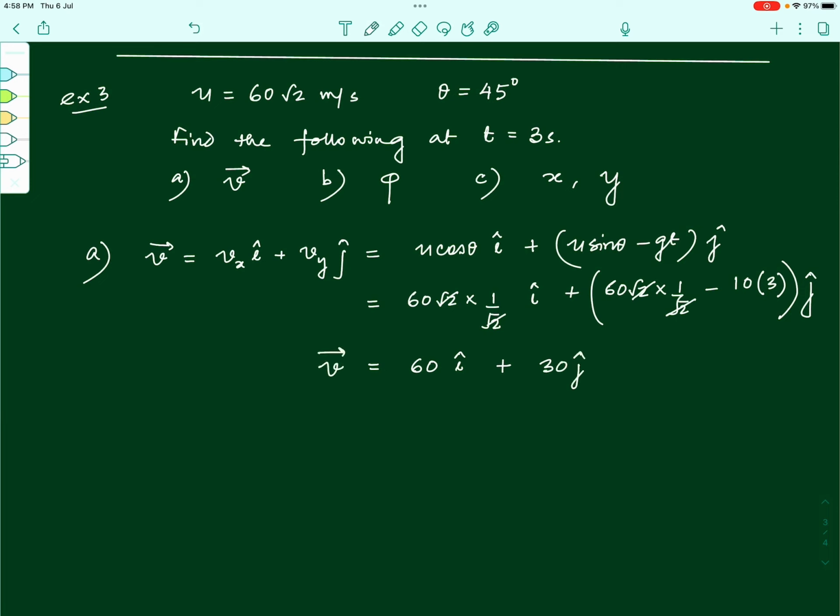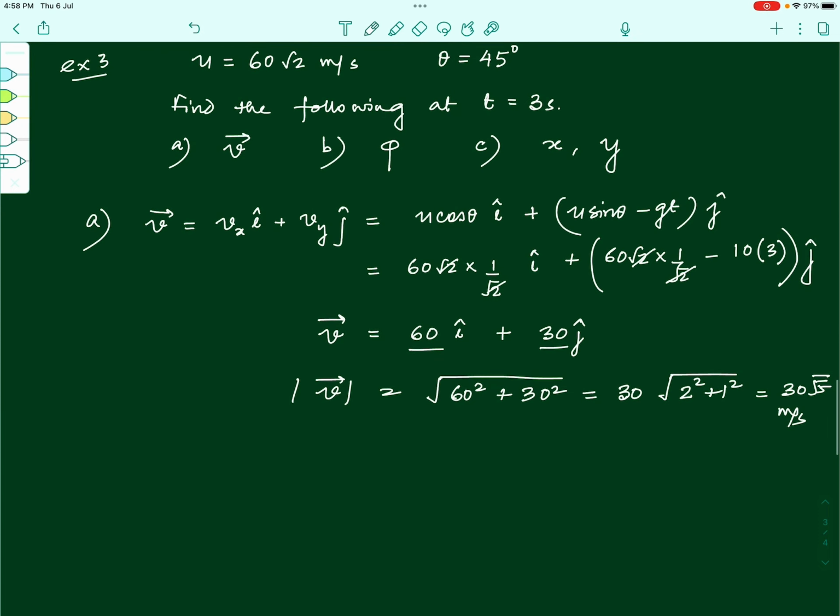Now, we see clearly here that 60 is the velocity component along the x direction and 30 is the velocity component along the y direction. From here now, if we want, we can find out the magnitude of this velocity also. What will be the magnitude? It will be root of 60 squared plus 30 squared, which if you take 30 outside of the square root, you will get 2 squared plus 1 squared, which will be root 5. So, 30 root 5 meters per second will be the magnitude.